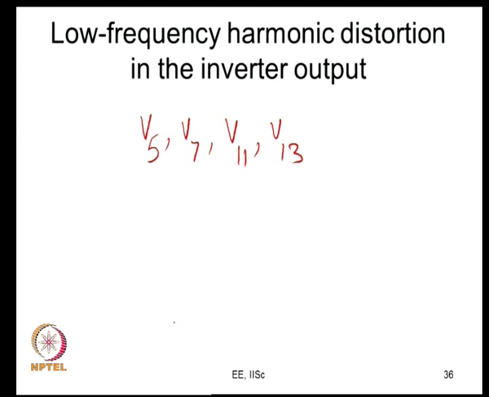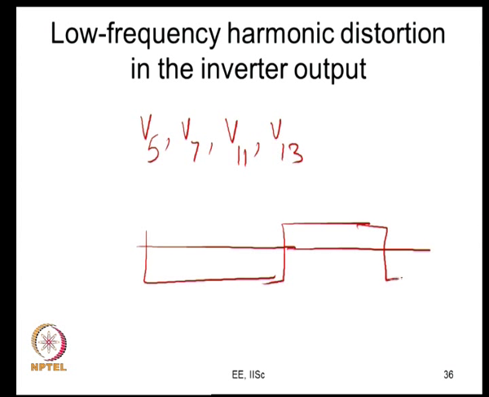How can you deduce these values? No problem, this is just a square wave. You have to do the Fourier analysis of the square wave, and that can give you all your low frequency components. The trouble with low frequency components is that they are going to affect your waveform quality.